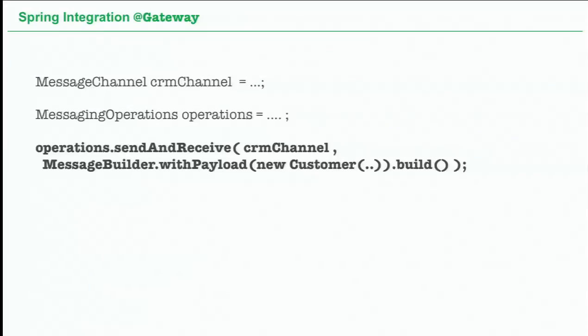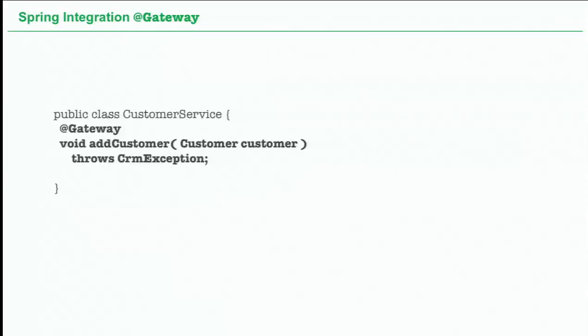So one option is I can inject a reference to a message channel and a messaging operations instance from Spring Integration, and I can say operation send and receive on this channel, send a new customer, build it, and then off we go, right? And then that'll get sent to some external system, which will actually write the record to a data store of some sort.